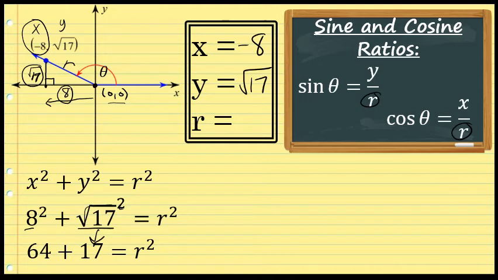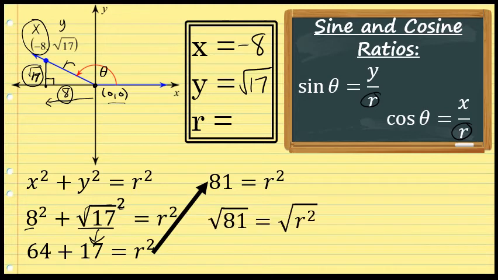A square root and a square are inverse operations. The sum, 64 and 17, is 81. And so I have 81 equals r squared. I'm one step away from finding the value of r. I can just take the square root of both sides. When I introduce a square root into this equation, I do not have to include a plus or minus in front of the square root of 81 because r is representing a distance, a positive distance. The value of r will always be positive in these situations. The square root of 81 is, of course, 9, and the square root of r squared is r. So we have the value of r. It is 9 units.